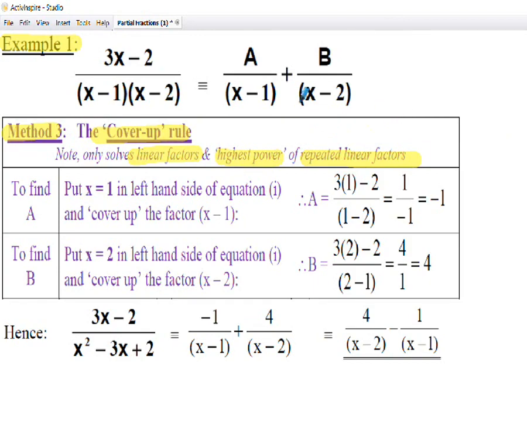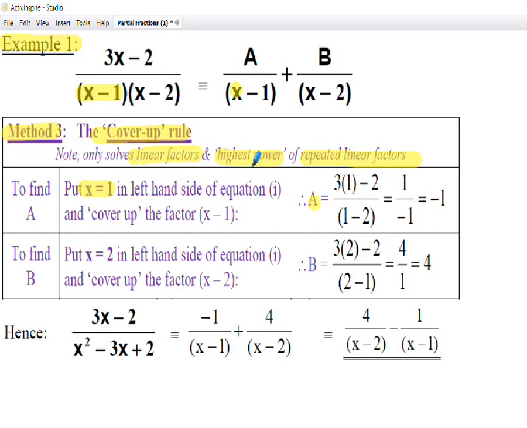To use this method, what we do is say to ourselves, taking the first fraction on the right hand side for a, what value do I make x to make that bracket go to 0? Well, if I make x equal to 1, that bracket will go to 0. 1 take away 1 will give us a 0. And then what we do on the left hand side is we cover up the x minus 1 term and put the value of x equals 1 wherever we see an x on the left hand side.